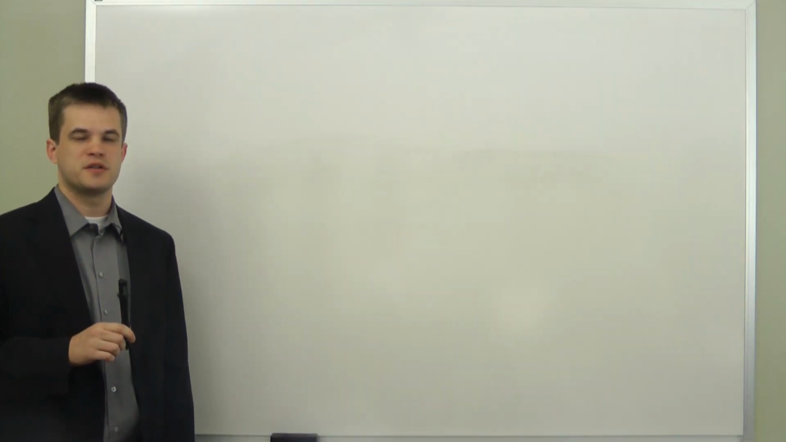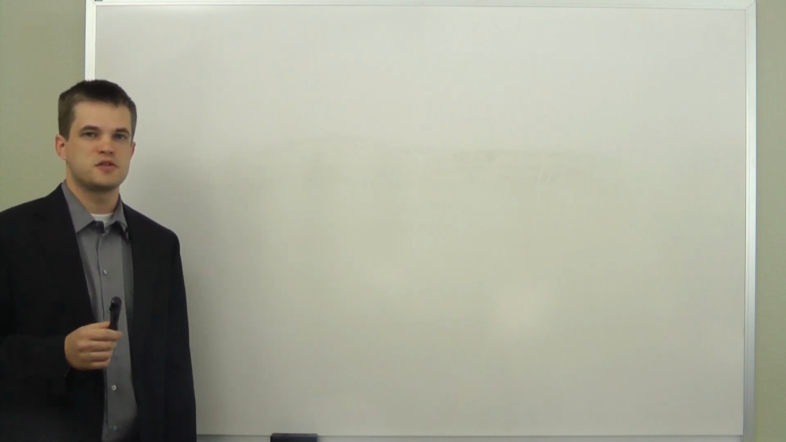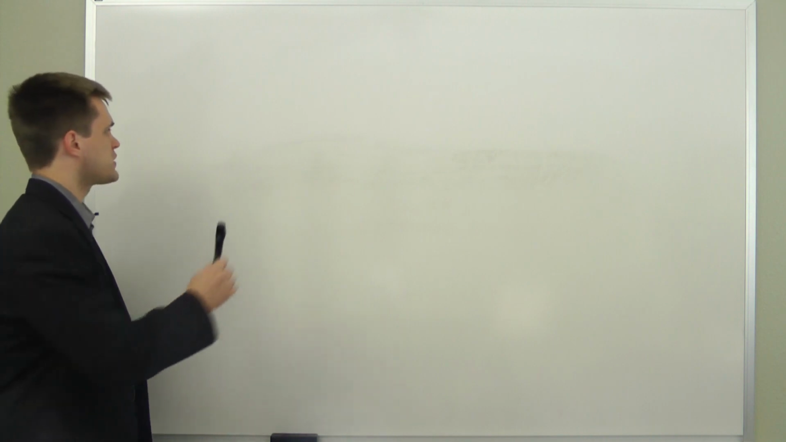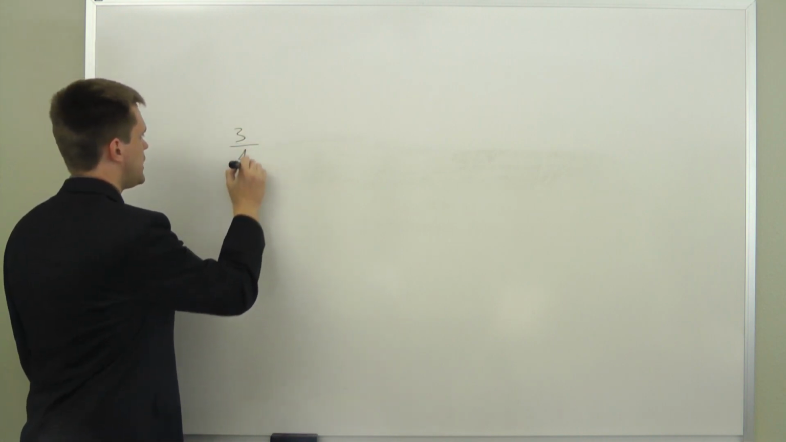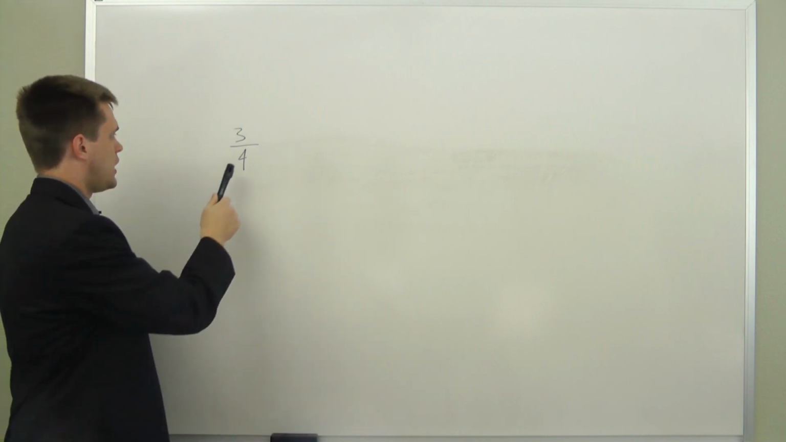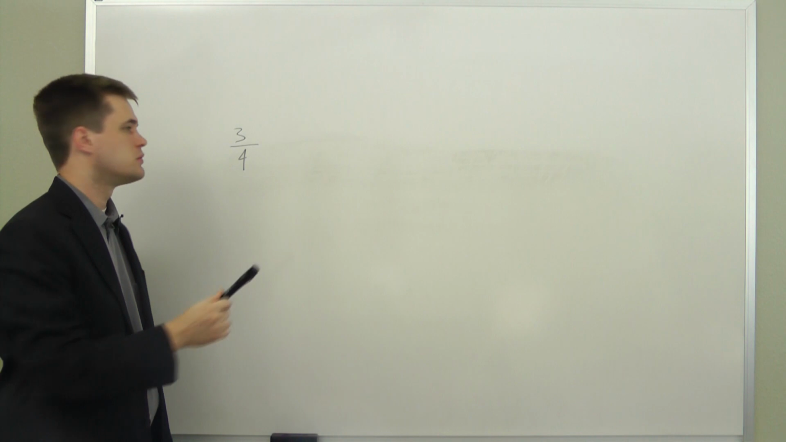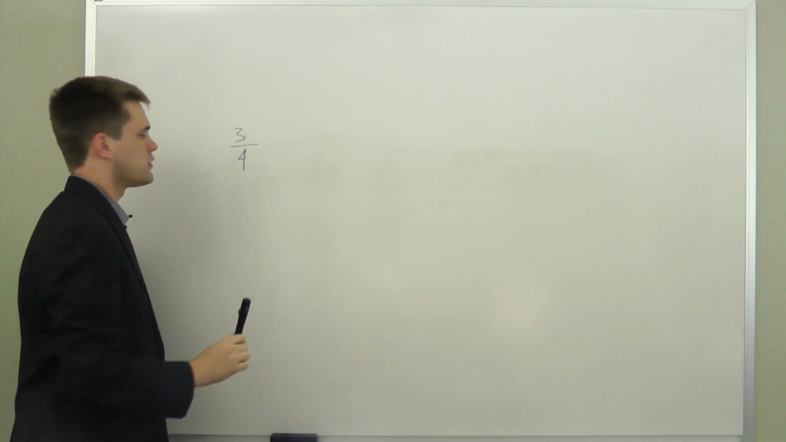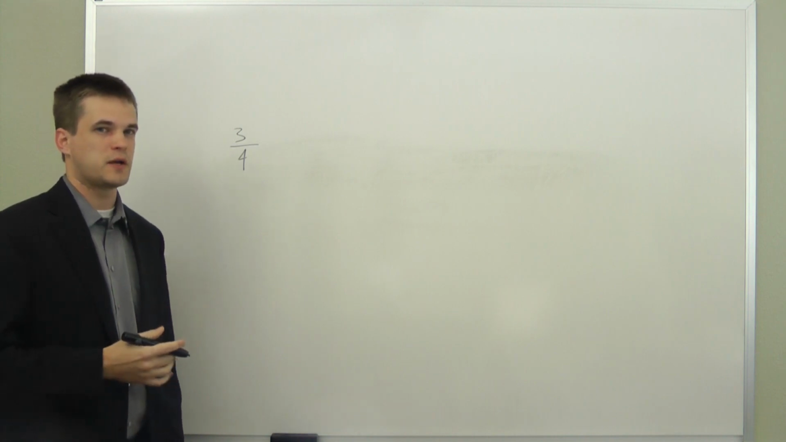In this video, I want to discuss improper fractions and mixed numbers. Just to review real briefly, a fraction has a numerator and a denominator. And the denominator represents how many parts we're breaking up the whole into, and the numerator, the top number, represents how many of those parts we're counting.